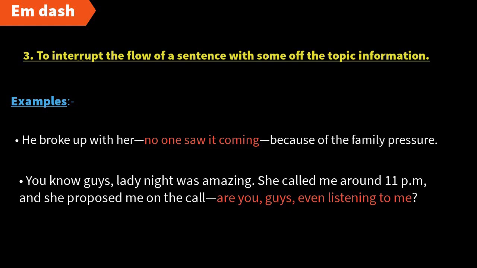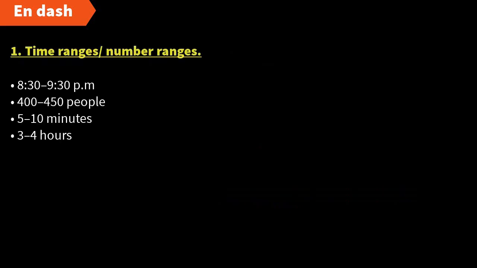Now let us understand the usages of N dash. Number one, we can use it to talk about ranges: time ranges, ranges of numbers. Let me show you some examples, like 8:30–9:30. 8:30–9:30 is booked for my gymming. Now here dash means "to." It is showing a range, 8:30 to 9:30. We have invited 400–450 people to the party. Again, showing a range of a number, right?